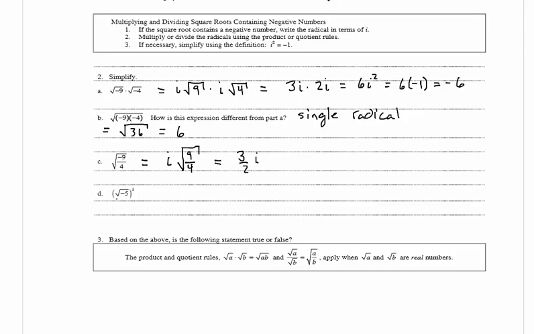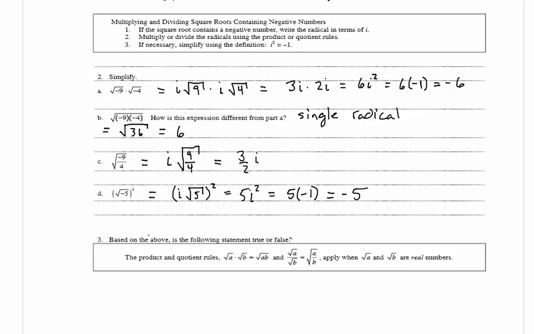In D, we have the square root of negative 5, squared. So I can write this as i times the square root of 5, all squared, which is equal to i squared. And the square root of 5 squared is equal to 5. And this is equal to 5 times negative 1, which is equal to negative 5.